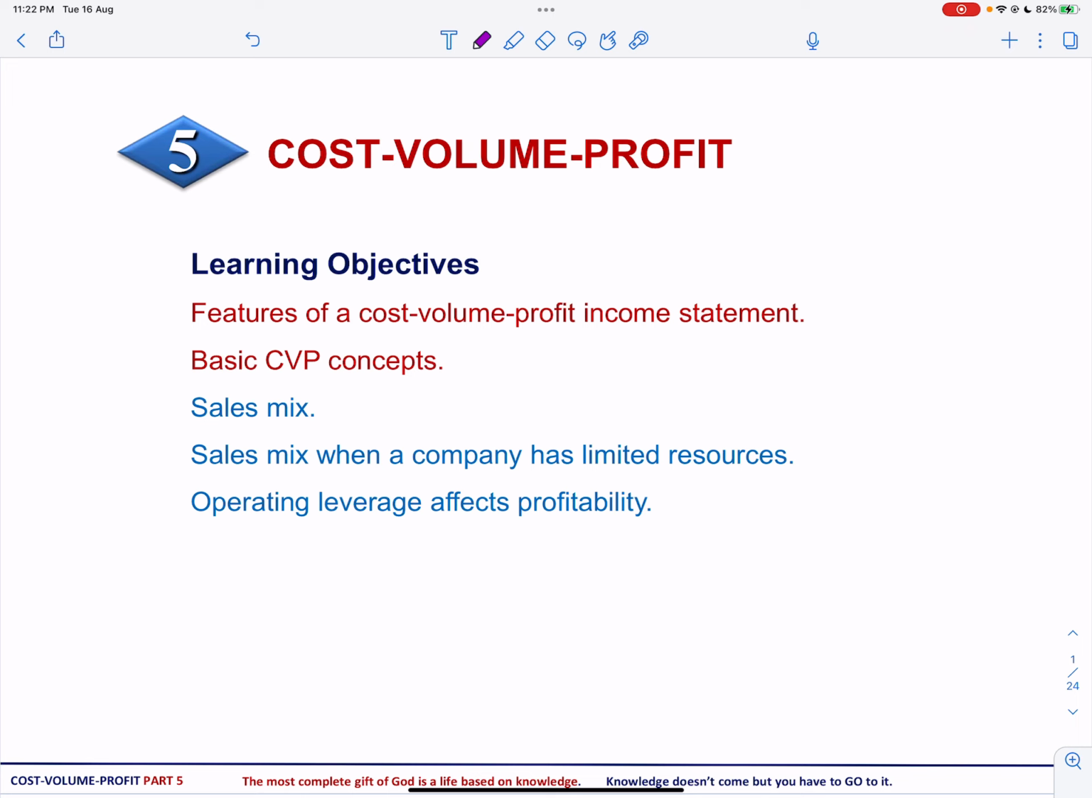In the sixth video, we will explain the term sales mix and its effects on break-even sales. In the seventh video, we will explain how to determine sales mix when a company has limited resources, and finally, how operating leverage affects profitability.